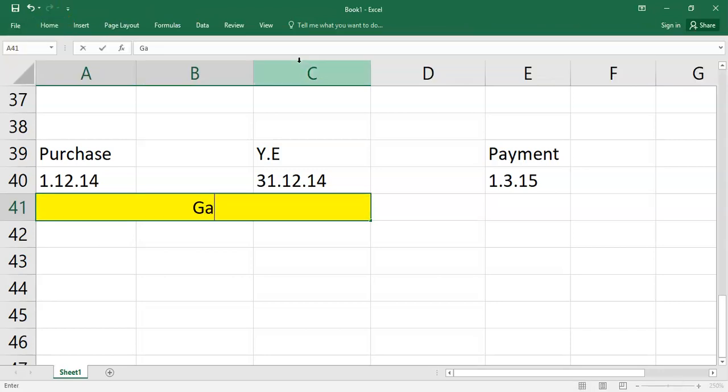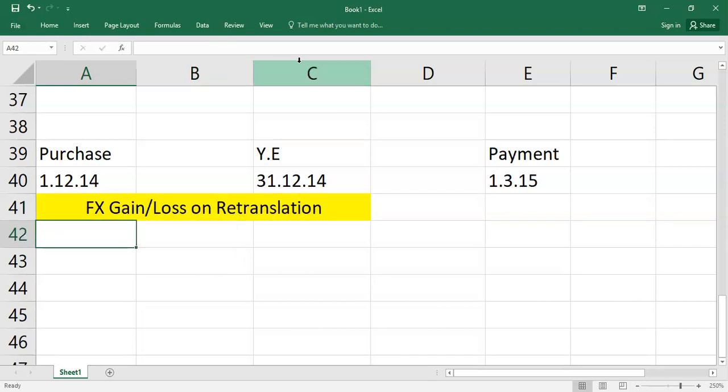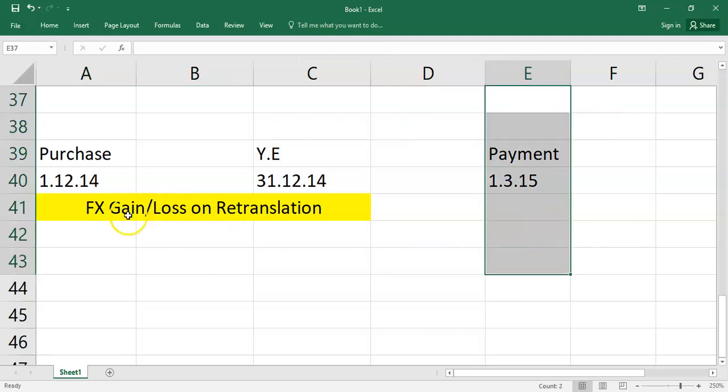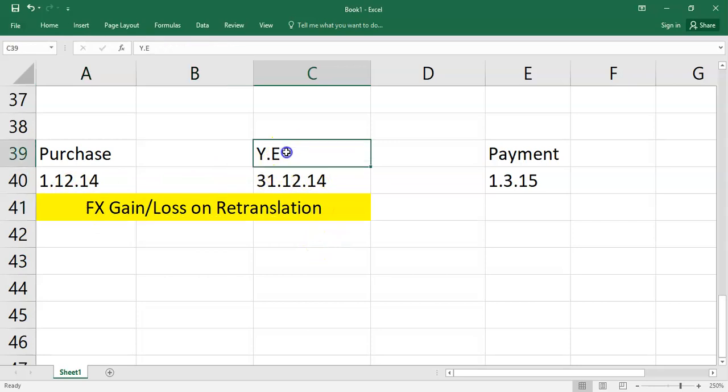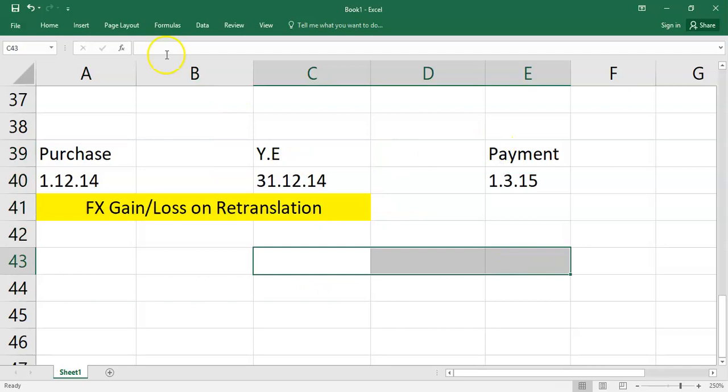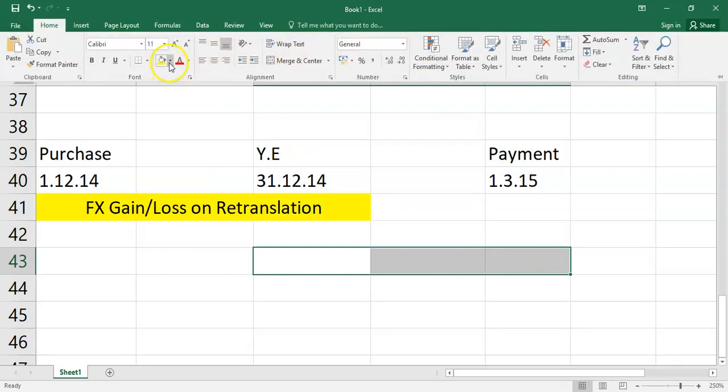You're going to have an FX gain, or you could have a loss on retranslation. So nothing to do with the settlement, because the settlement doesn't happen till the next year. But here you have to retranslate at the year end. And then between here, the end of the year, and the payment date, we're going to put in a different one. We'll put it, for example, in orange.